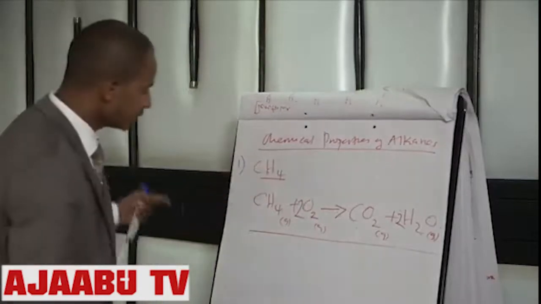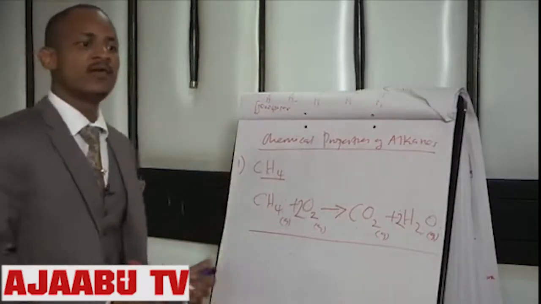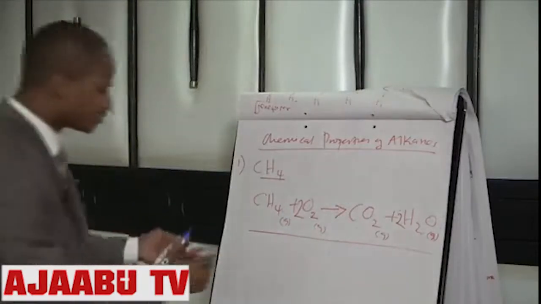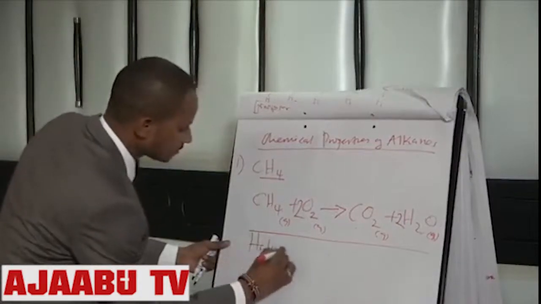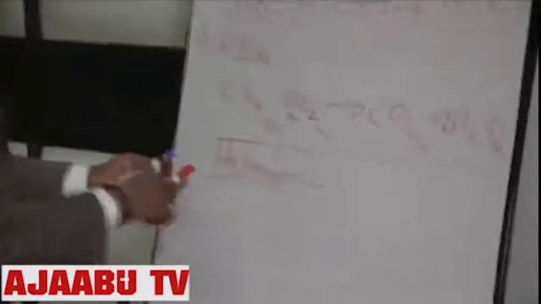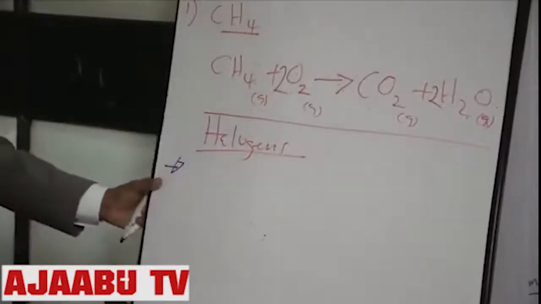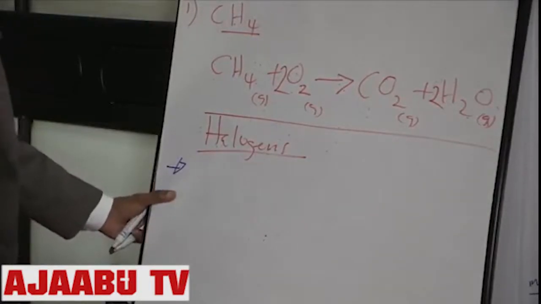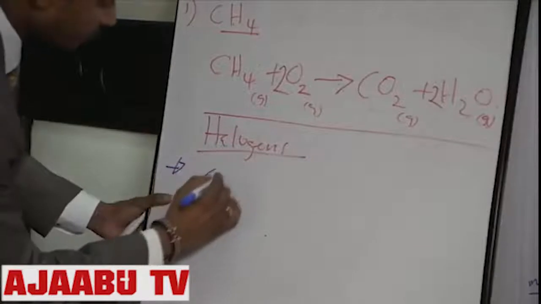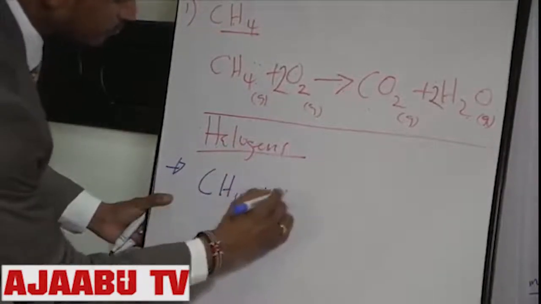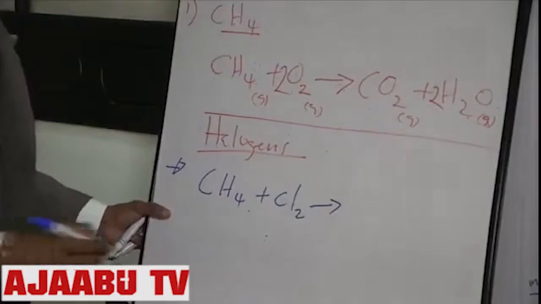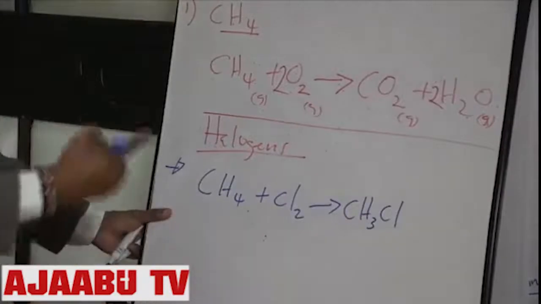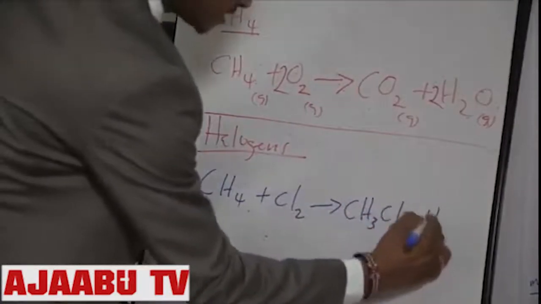Then we want to see reactions with halogens. The last one, last but not least, reactions with halogens. Alkanes react with halogens by substitution reaction. So therefore, if we have methane, you react with chlorine, you will get CH3Cl plus HCl.